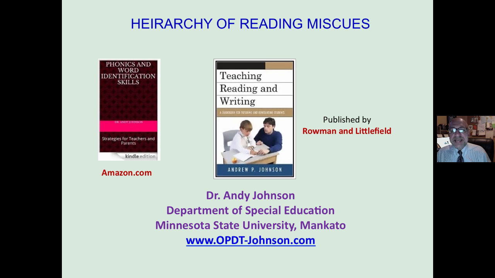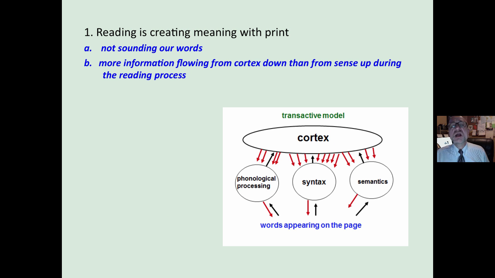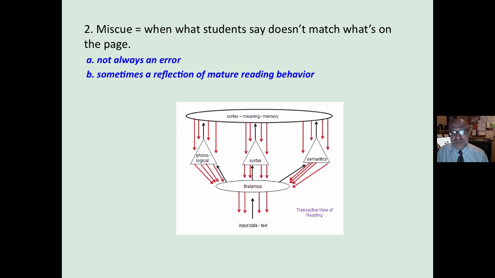We are looking at a hierarchy of reading miscues. All miscues are not the same. But first, reading is creating meaning with print. It is not sounding out words. During the reading process, more information flows from the cortex down than from the senses up. It's important to understand this.